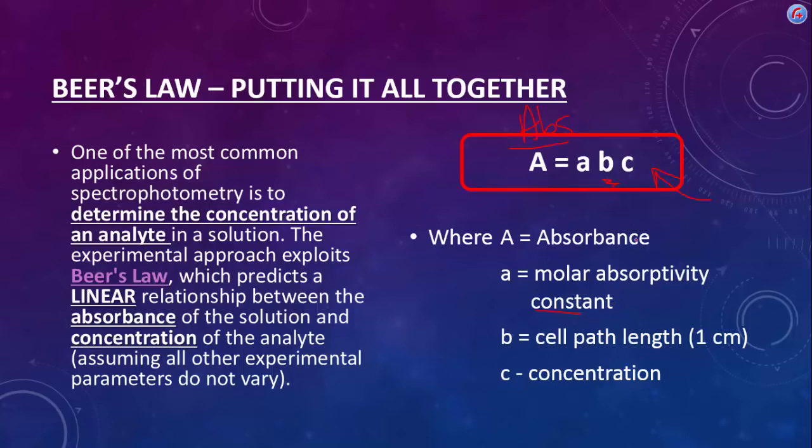b is that cell path length we talked about, and what's nice about cell path length is that scientists just use a 1 centimeter cell path length all the time. That little cuvette we were talking about earlier, that rectangular prism that we put our samples into, and it's nice and clear, is always set at a 1 centimeter path length, so that's a constant as well. So those two things are constant. And then concentration is your other variable. You can change concentration, and as we said earlier, if concentration goes up, absorbance should go up, and vice versa. So they have a nice linear, direct relationship.